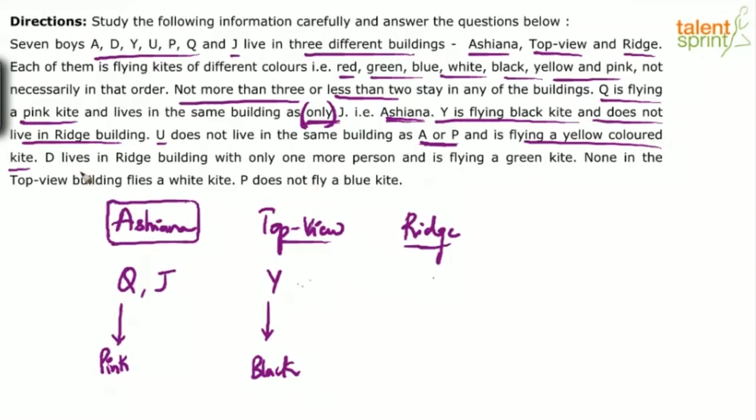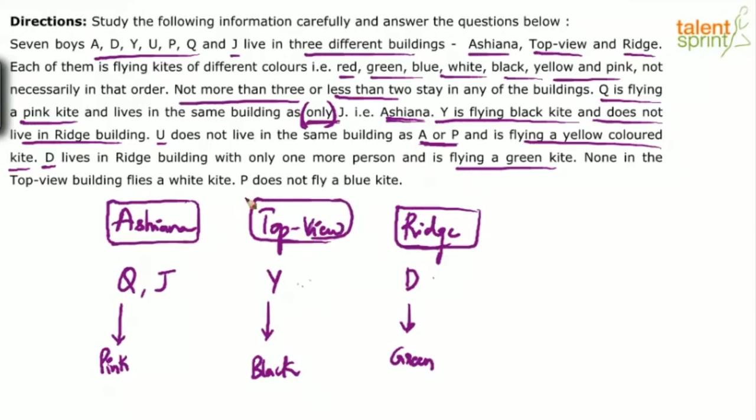Let us just go with the next statement. D lives in Ridge building with only 1 more person, and is flying a green kite. Who is flying a green kite? D. D is flying a green kite and lives with only 1 more person. That means it is very clear now that Top View will have 3 persons, Ridge will have 2 persons, and Ashiana, we know, anyway has got 2 persons.